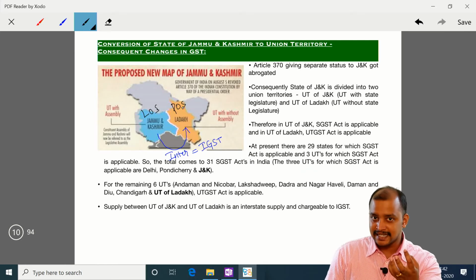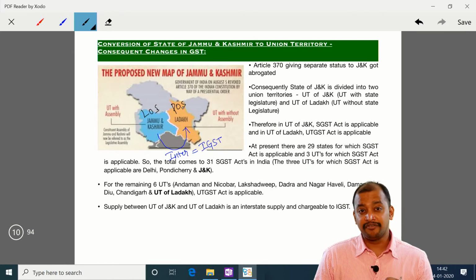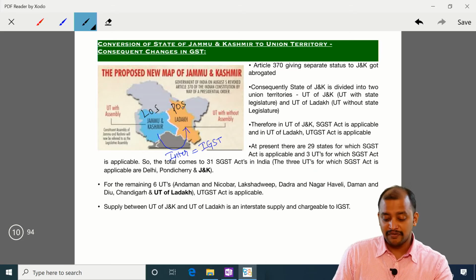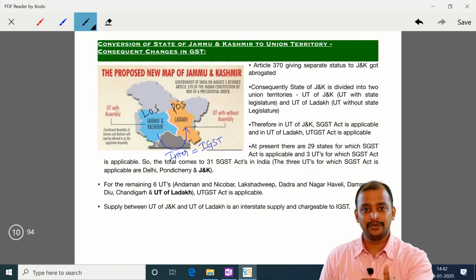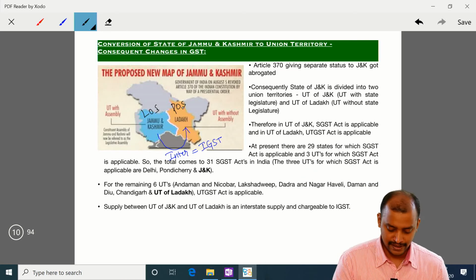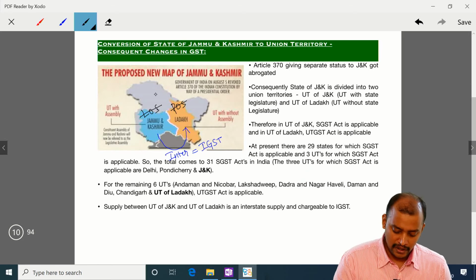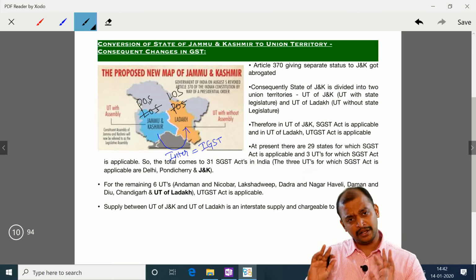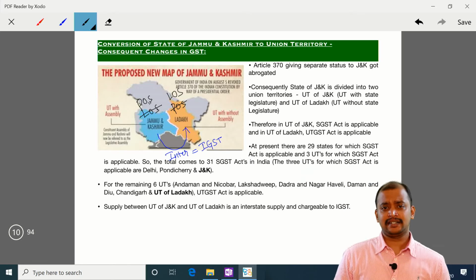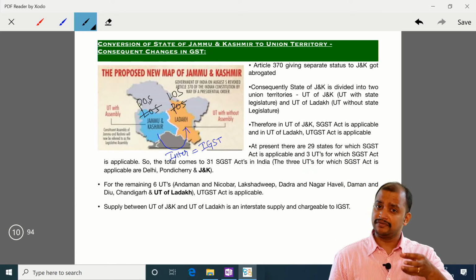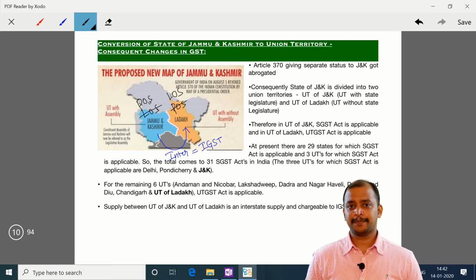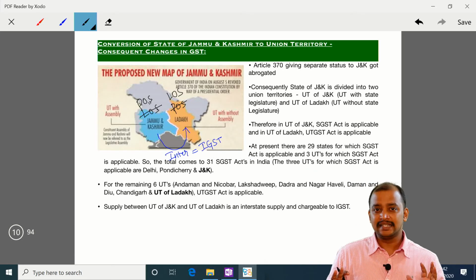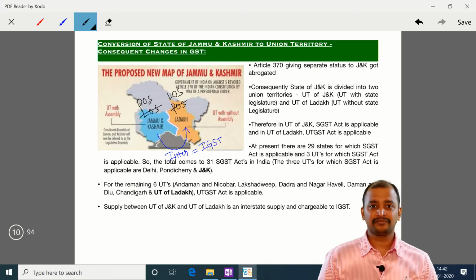In that case, IGST is collected by the central government, and 50% of that IGST will be given to the Union Territory of Ladakh. Suppose the location of supplier is in Ladakh and the place of supply is in Jammu and Kashmir, then also IGST is collected by the central government, and 50% of that will be given to Jammu and Kashmir. So these are the updated provisions.